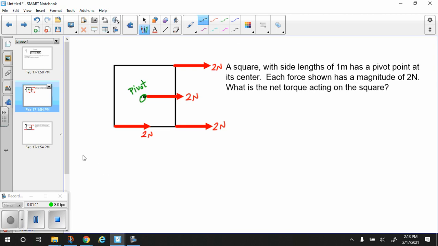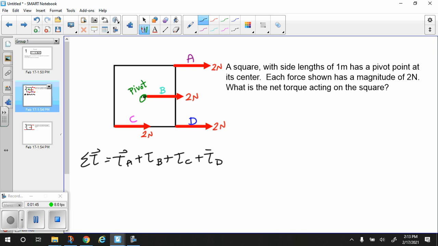So we would write a net torque equation. The sum of all the torques acting on the system is equal to, let's label these, and I'm going to color code them. So we have torque A, torque B, torque C, and torque D. Okay, so we have torque A plus torque B, plus torque C plus torque D.